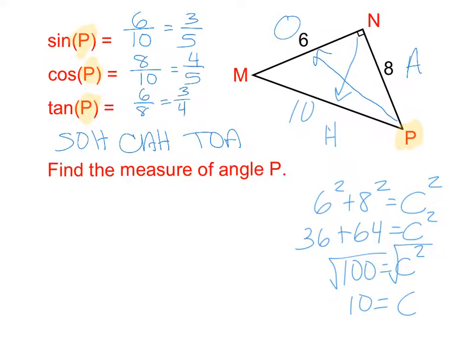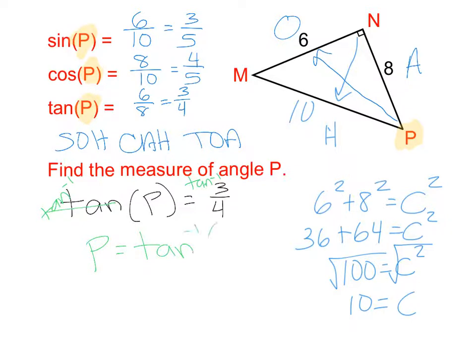So now again, we're going to pick any of the three. Last time I did sine, I'm going to do tangent this time. So I'm going to pick tan. If tan of P is 3 over 4, to solve for P, we're going to do the inverse. The inverse of tan is tan minus 1. The tan and the tan minus 1 end up canceling each other out. So we get P equals tan minus 1 of 3 over 4.